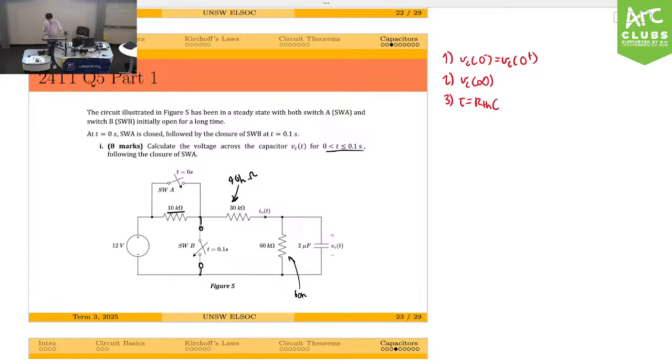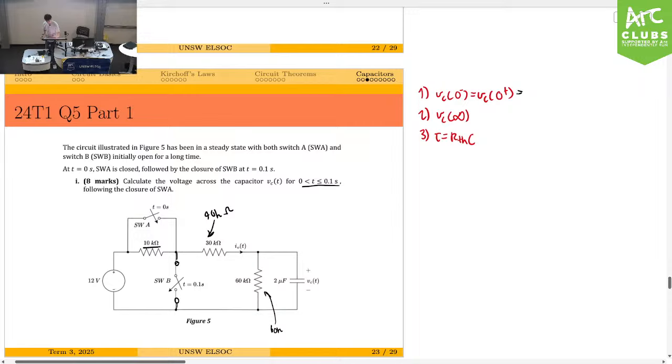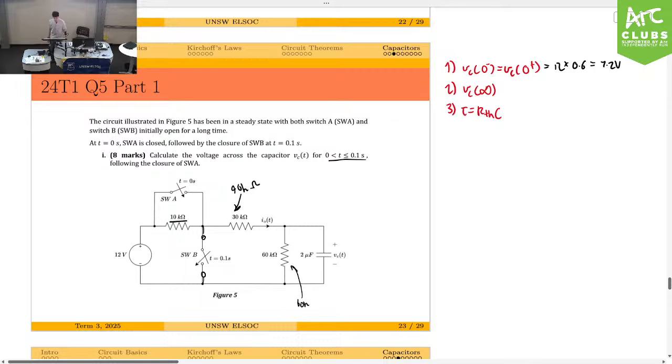So if I want to solve this pretty quickly, this is going to be 12 times, well, it's over the 60 kilo ohms, and the other one's 40 kilo ohms, so that's 6 on 10. So it's 60% of 12. So that's 7.2 volts. All right, hopefully you're convinced by that result. It's just a simple voltage divider. All right, so that's before you flip on the switch.